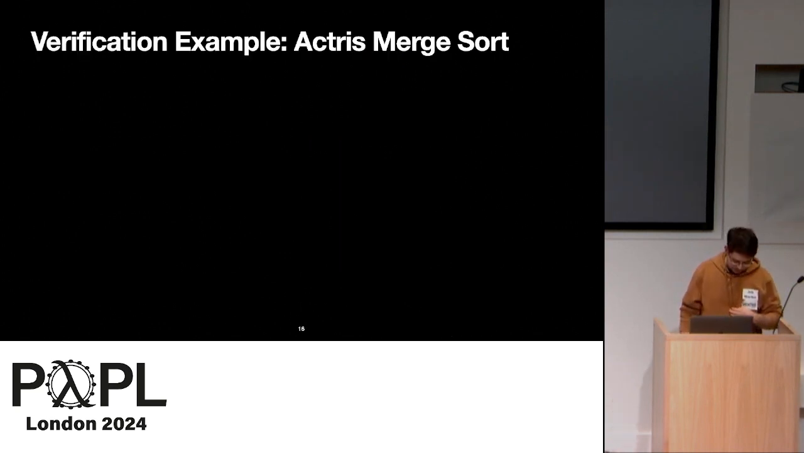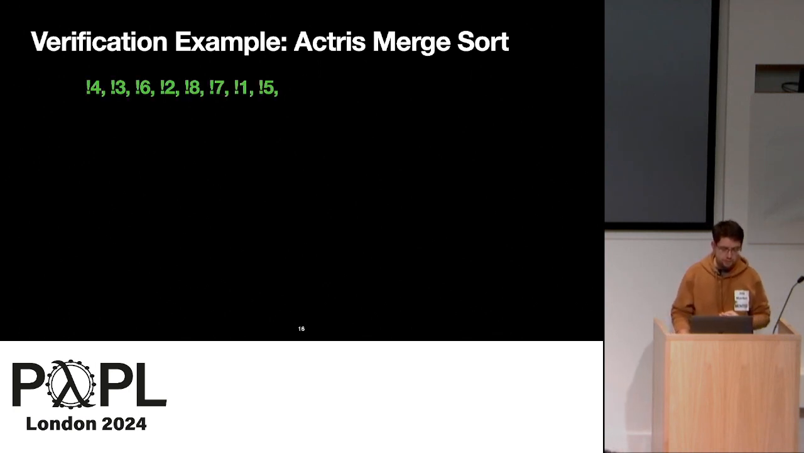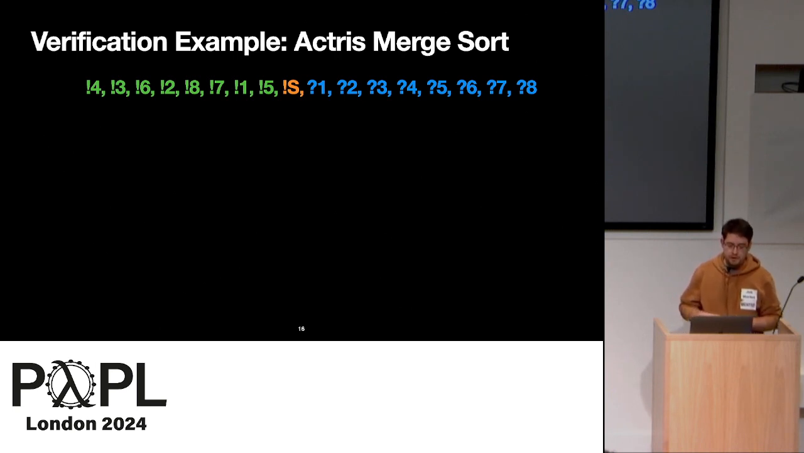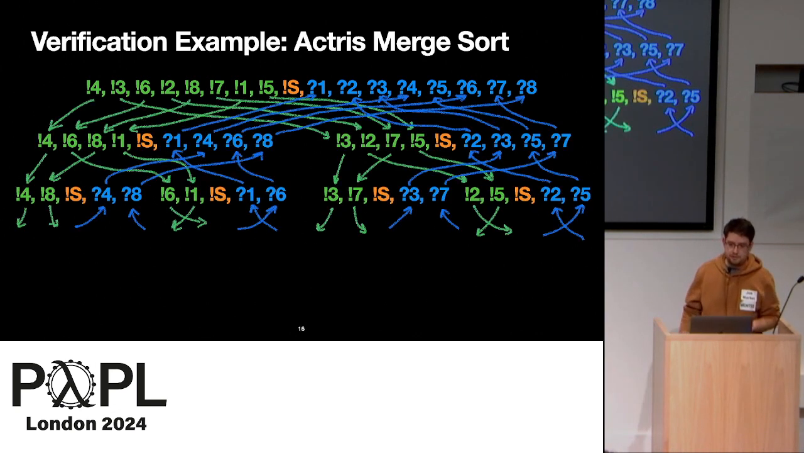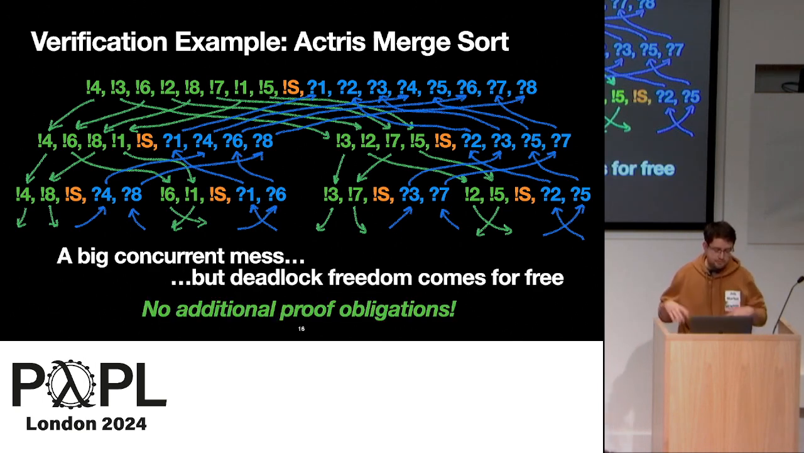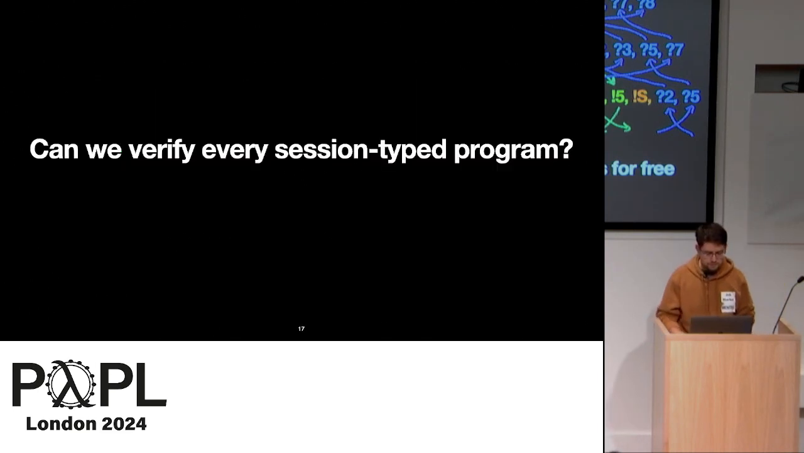Okay, let's look at an example. This was an example already in Actris, and that is Actris merge sort. So in Actris merge sort, we don't use lists, but we use channels. So we send a bunch of numbers on a channel, and then at some point we say, okay, now sort. And then we receive them back, but in sorted order. And this is all done concurrently by somehow spawning channels and threads that handle half of the list. So as you can imagine, this creates a big concurrent mess, but due to LinearActris, the deadlock freedom comes for free here. There are no additional proof obligations. The original proof of Actris basically just worked.